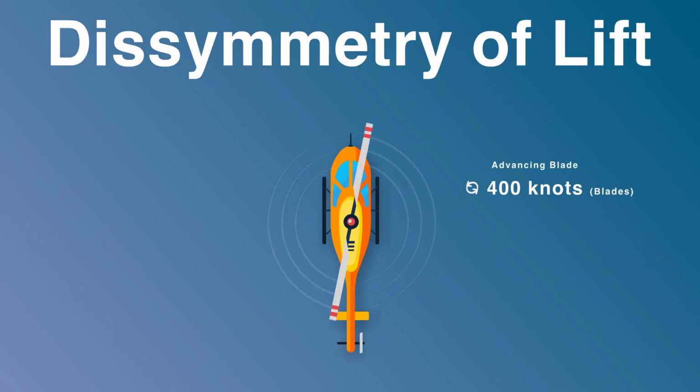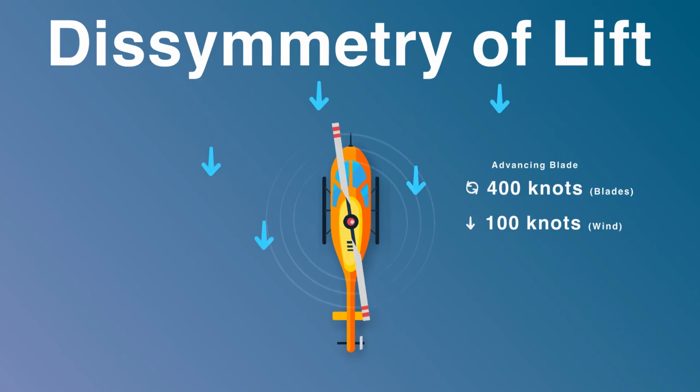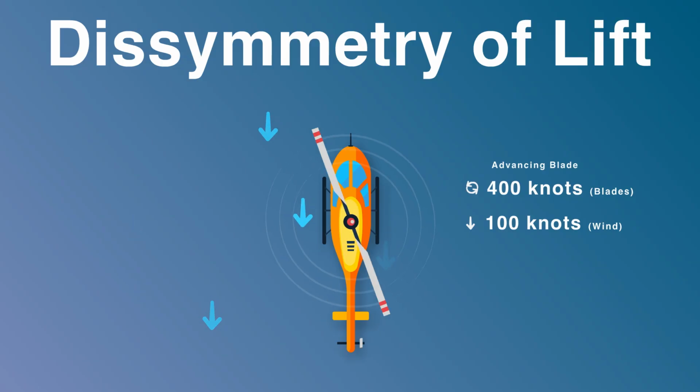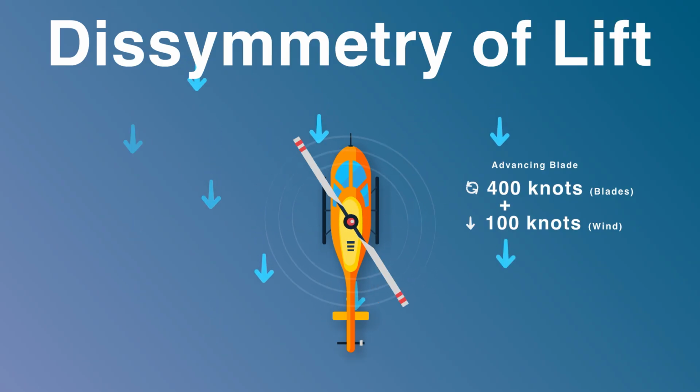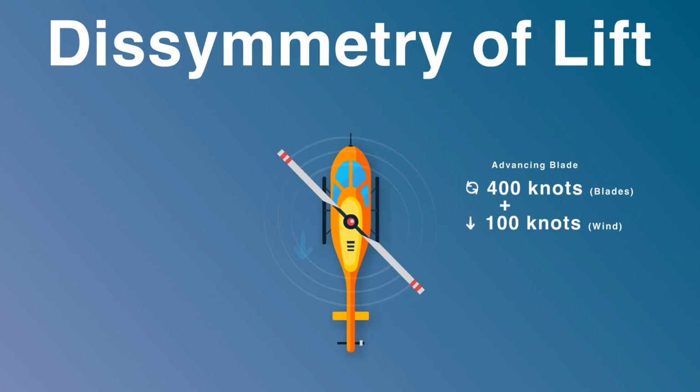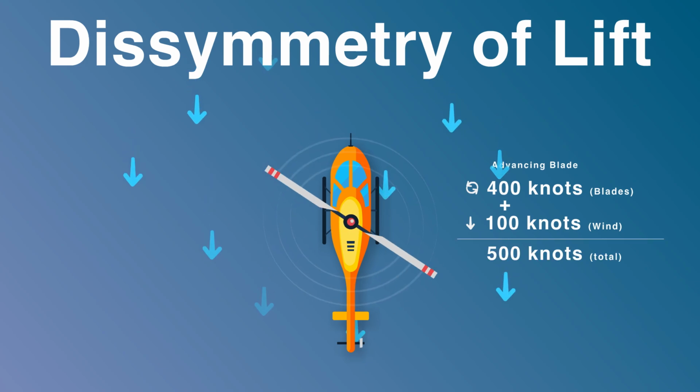But now, let's fly forward at a true airspeed of 100 knots. On the right side, the blade is advancing into the wind due to forward movement. You will need to add 400 knots of the rotation to the 100 knots of the forward speed. The total relative wind on the advancing blade is now 500 knots.